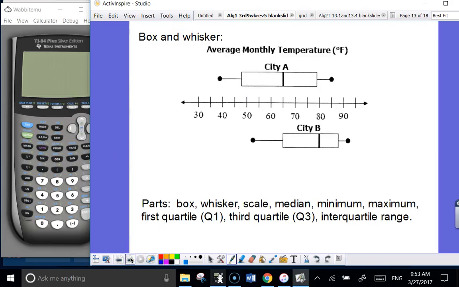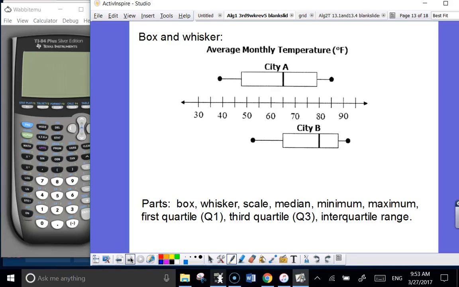Box and whiskers. So a box and whisker is another way to display data. Like we saw the line plot before, we saw stem and leaf, we saw a histogram. This is another way. The box is there, and the whiskers are the ends right there. There's got to be some kind of scale so you can read the values off. These are all the parts of it, and I've written them in a list there, and now I'm going to show you where those are.